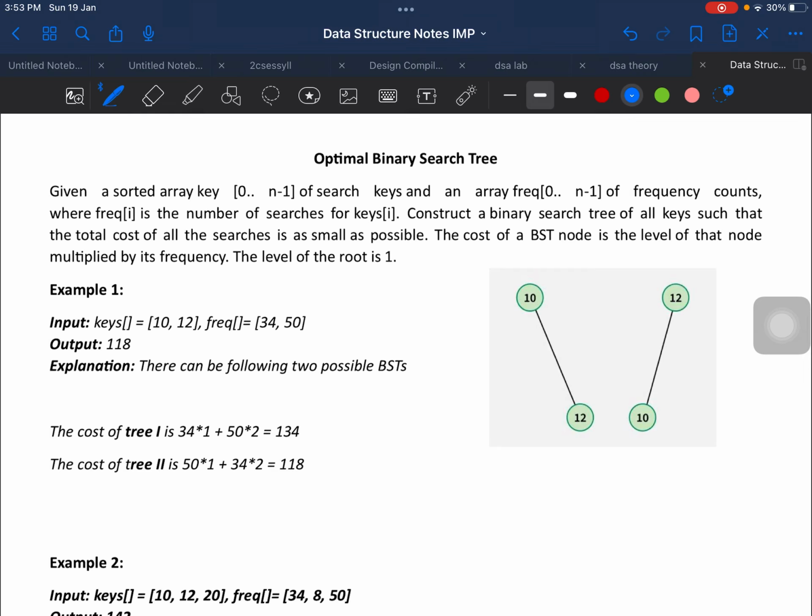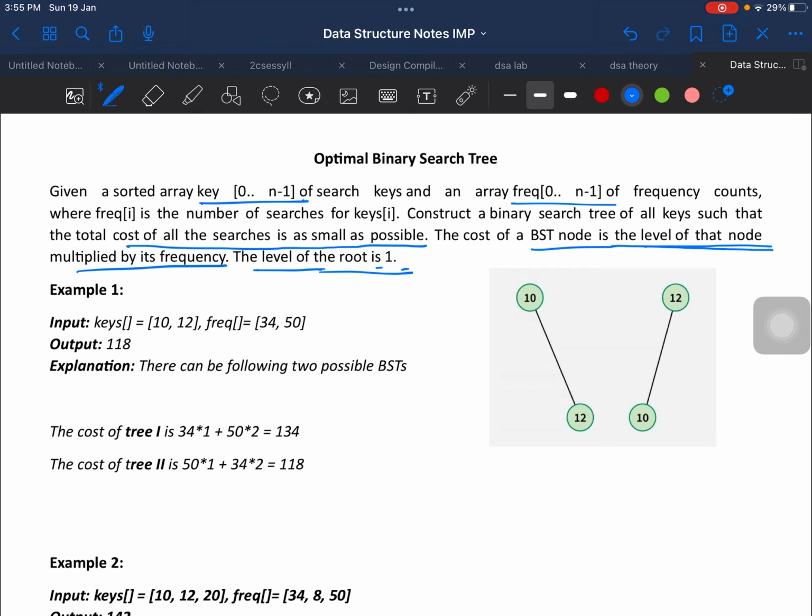The cost of a BST node is the level of that node multiplied by the frequency. So let us assume you draw one BST and now you want to find the cost of that BST. To calculate it, you have to multiply the level of that node by its frequency. The level of the root node is 1. Generally we consider the root as the 0th level, but whenever we want to calculate the cost of OBST, we need to consider the root at the first level.